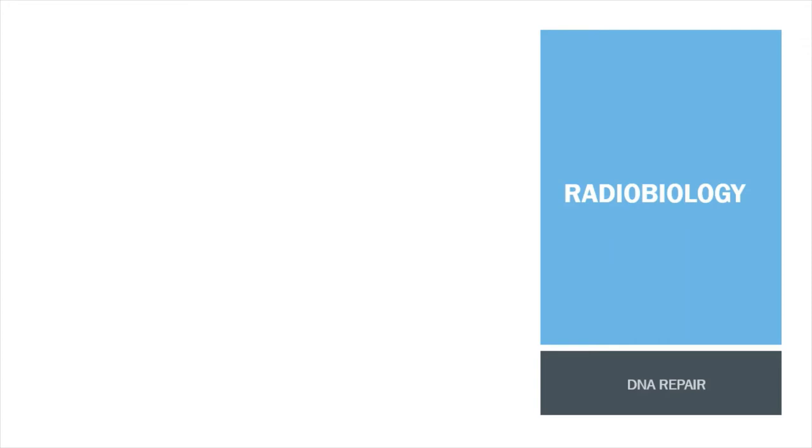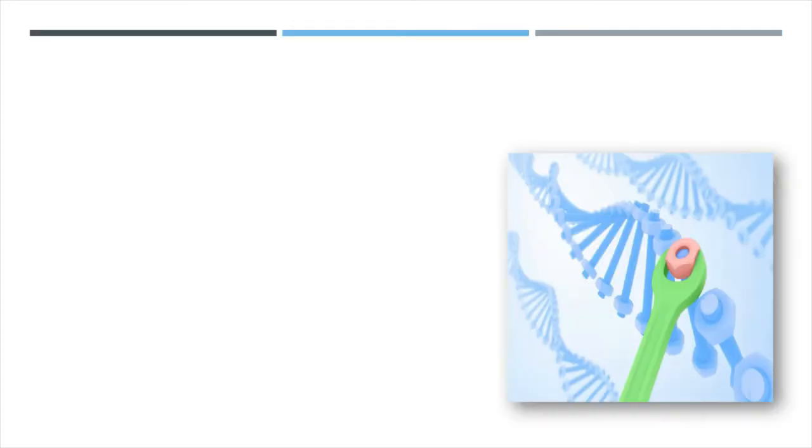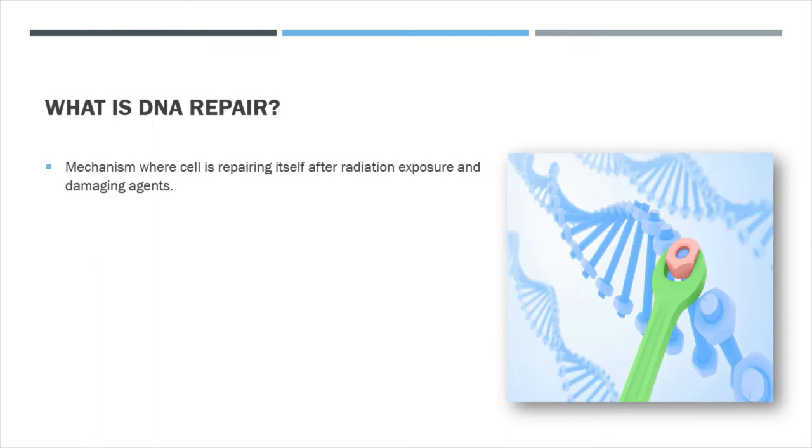Hi, we move to DNA repair. In DNA repair, when the cell is damaged or something happens to your DNA, the DNA will repair automatically. This happens every single time, billions of times in your body. So the mechanism where the cell is repaired is after irradiation or a damaging agent.